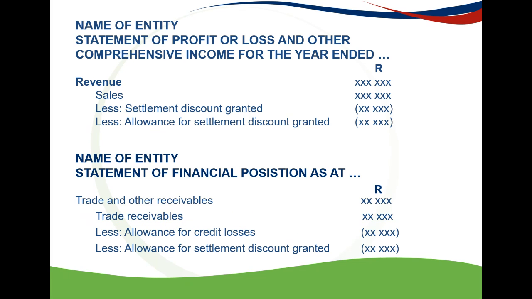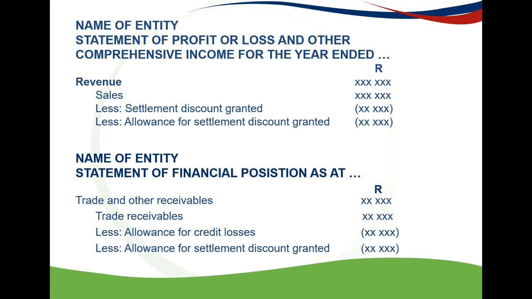Now, just to show you how it will look in the different financial statements, firstly, our statement of profit or loss and other comprehensive income for the year. Remember, your statement of profit or loss and other comprehensive income is a statement that only works with your income and expenses. That's where you calculate at the end of the financial year your profit or loss for the financial year. So in that statement, you will only find your income accounts and expense accounts.